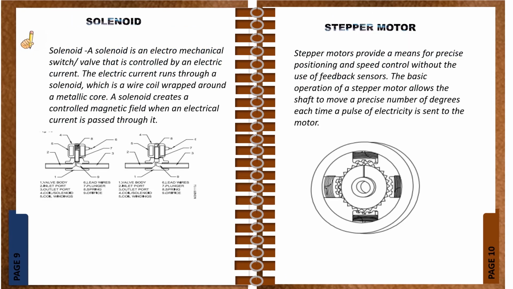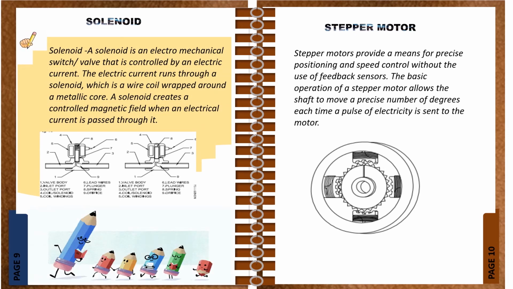Solenoid. A solenoid is an electromechanical switch valve that is controlled by an electric current. The electric current runs through a solenoid, which is a wire coil wrapped around a metallic core. A solenoid creates a controlled magnetic field when an electrical current is passed through it.